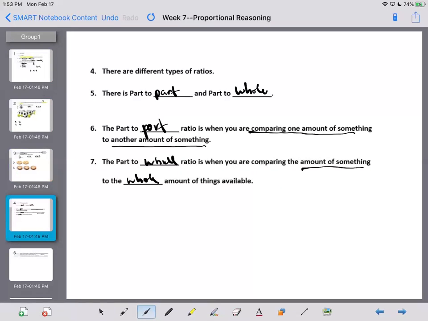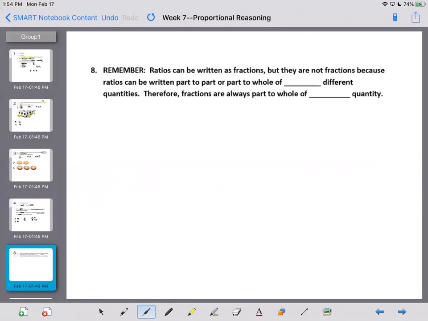So there were 2 apple pies, there was 3 cheesecakes. So 2 to 3 would be the apple pie to cheesecake ratio. But if we were talking about apple pies to total, then that would be 2 to 5 because there would be 5 total cakes. So remember, ratios can be written as fractions, but they're not fractions because ratios can be written as part to part or part to whole of 2 different quantities. Therefore, fractions are always part to whole of 2 quantities.